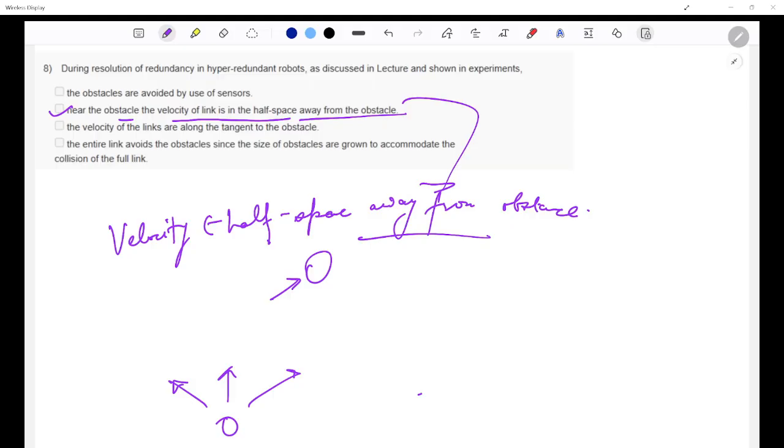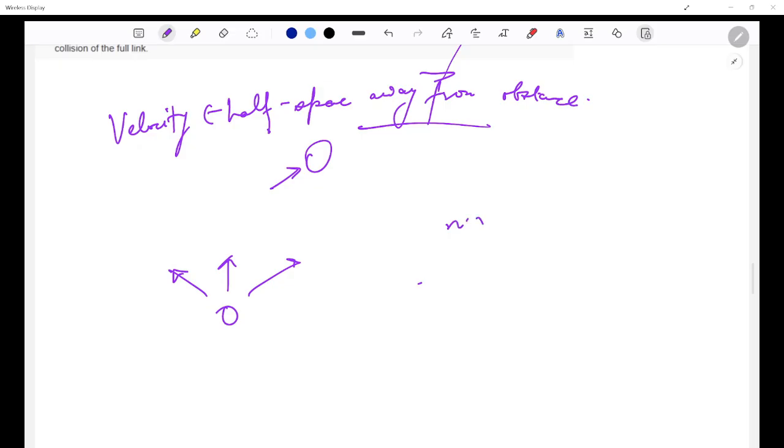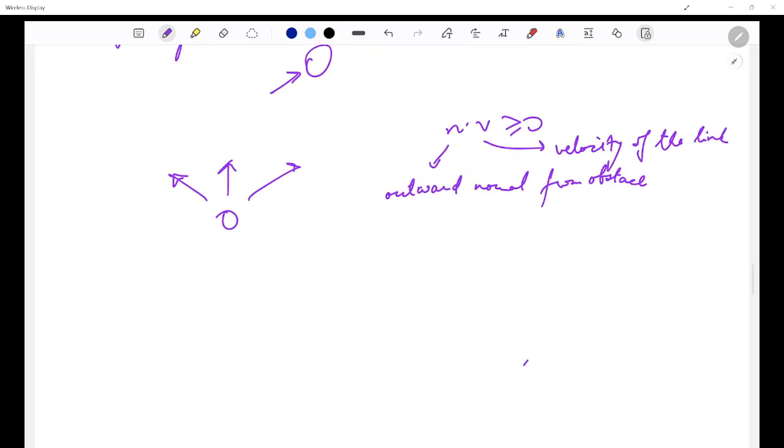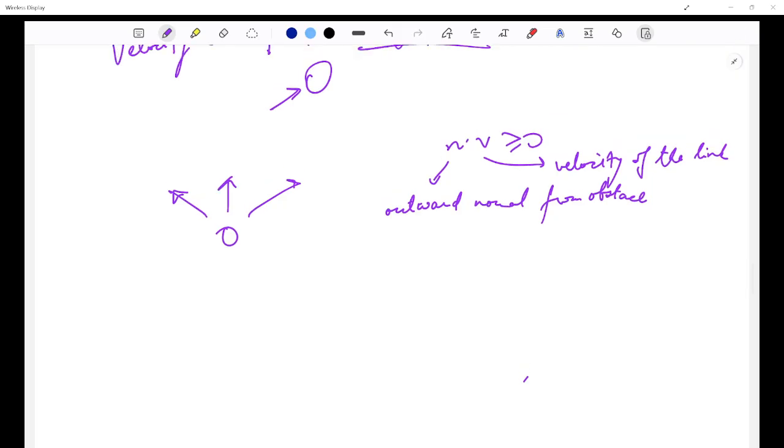Okay, so why does the half space constraint work? We know that n dot v should be greater than or equal to 0, where n is the outward normal from the obstacle and v is the velocity of the link. Okay, so if this condition holds, the motion moves away from the obstacle and the collision is avoided.